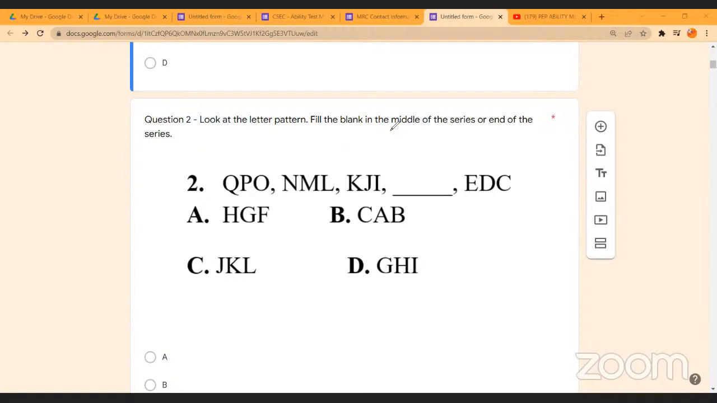Look at the pattern. Fill the blank in the middle of the series or end of the series. Center, is it A?